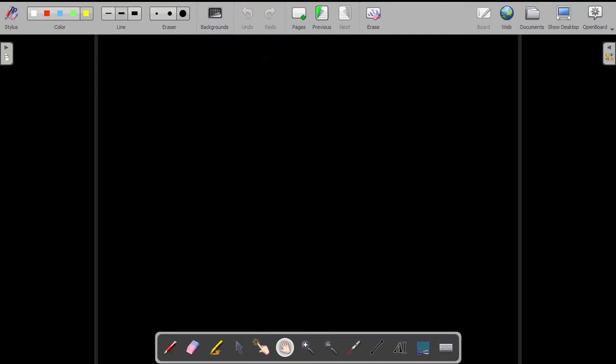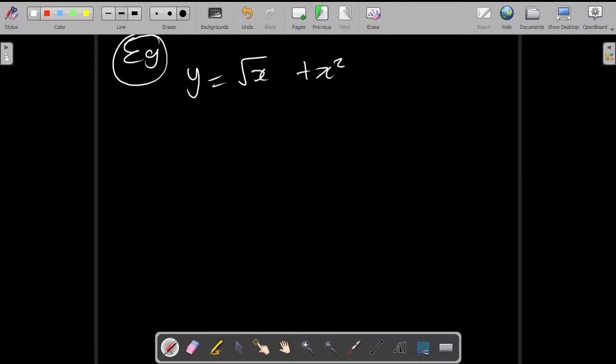I covered a lot of examples as I was going through the rules, but let me cover three examples. I think three are a bit too much, so let me cover two more examples, because I've covered most of what I wanted to talk about when I was talking about the rules. And now let's say we have y equals square root of x plus x squared, and you're asked to find dy dx. So how would you go about this?